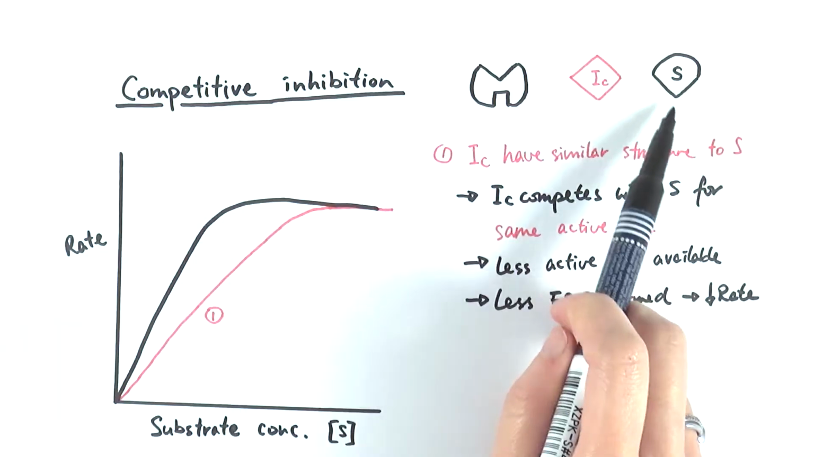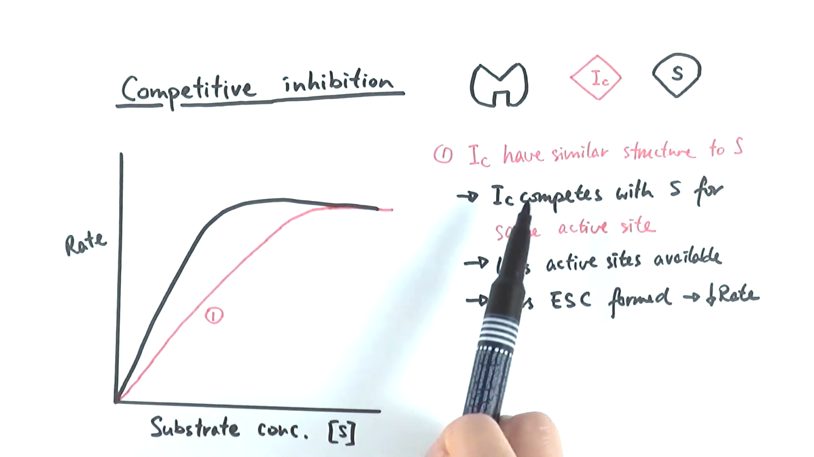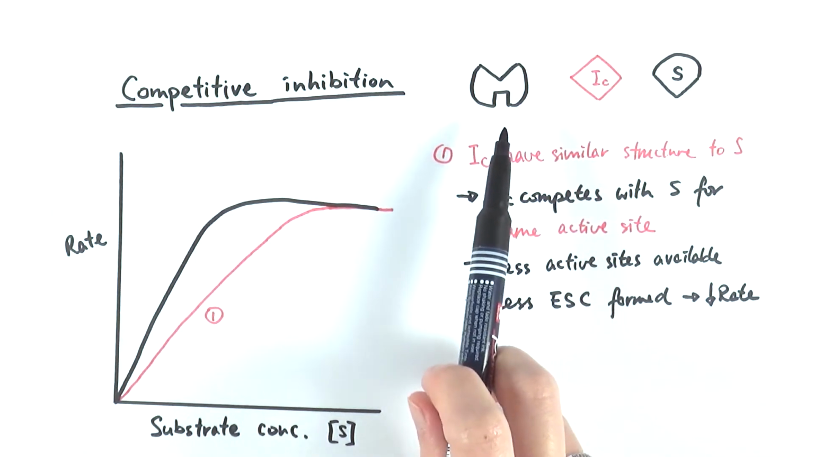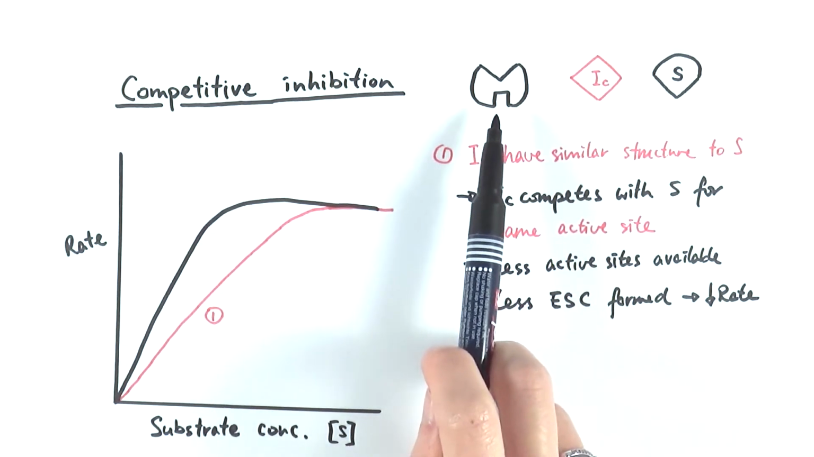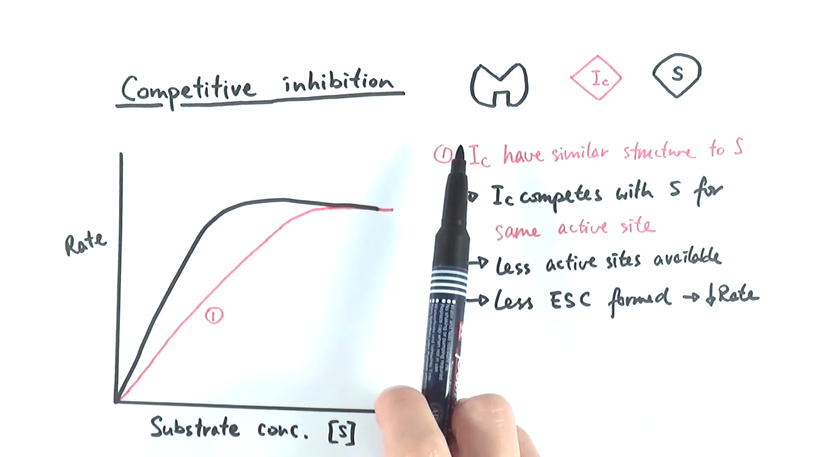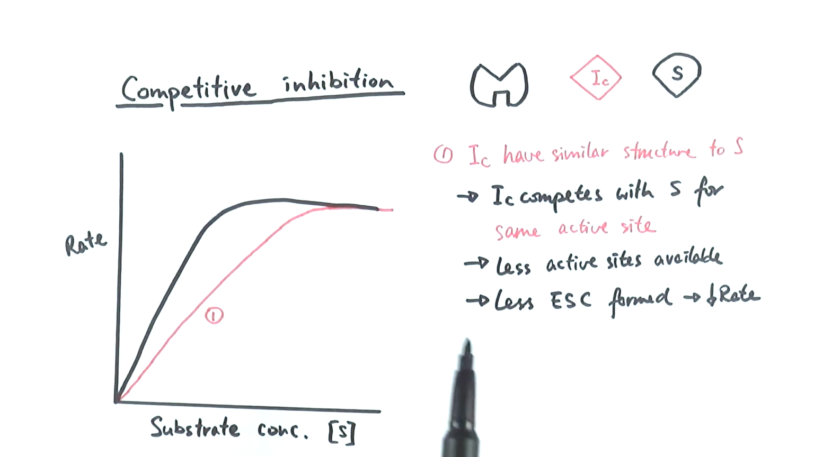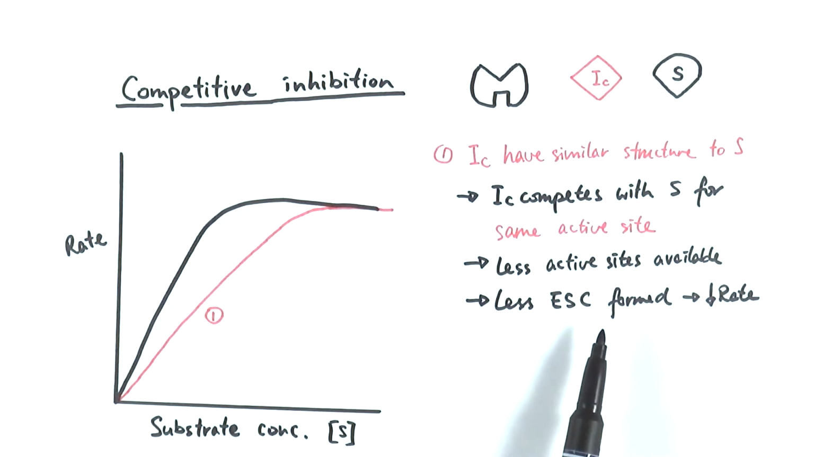So for example, the V shape sort of structure there. Therefore, they can compete for the same active site, meaning that when the inhibitor has occupied the active site, there will be less active sites available for the substrate to bind. Therefore, there will be less enzyme-substrate complexes formed. Therefore, the rate would decrease.